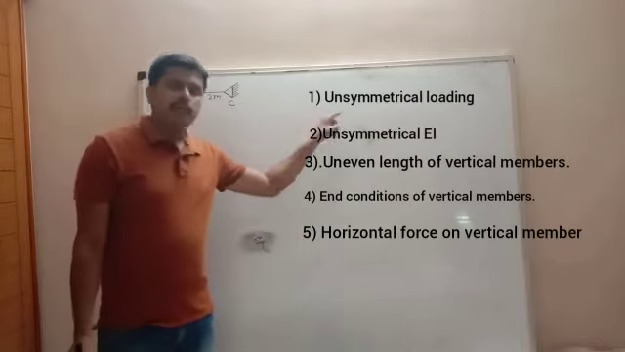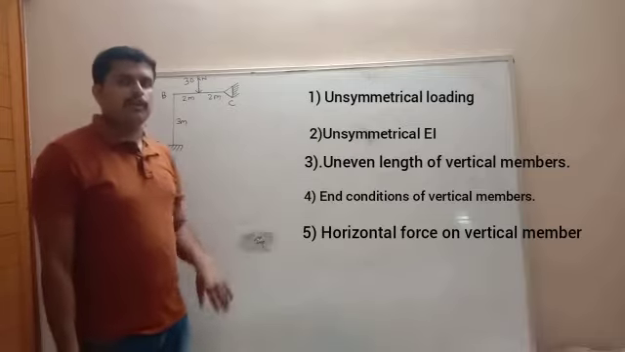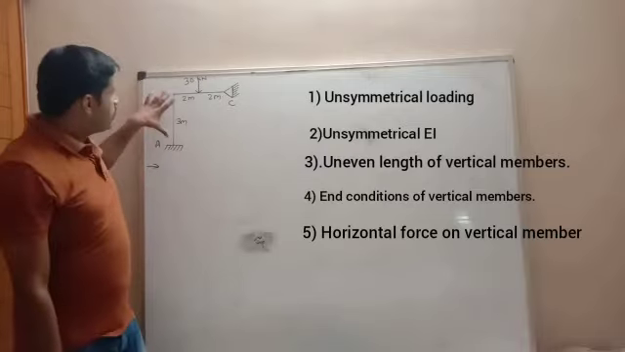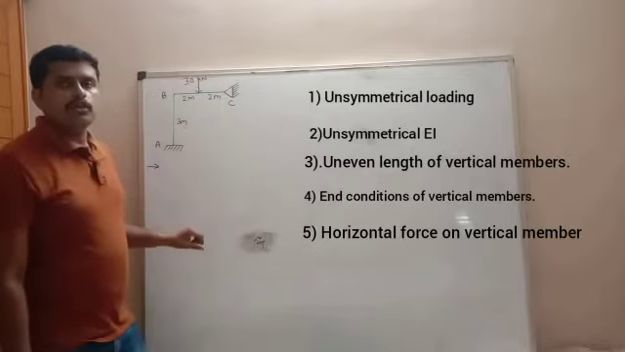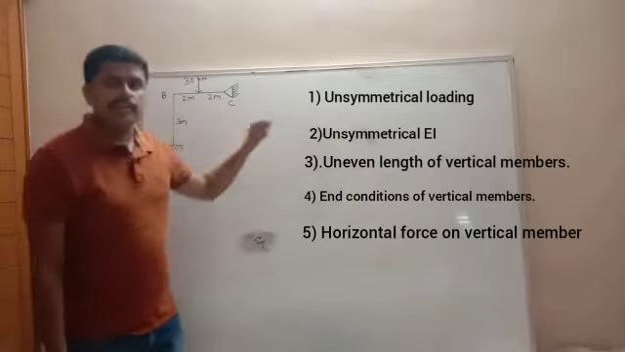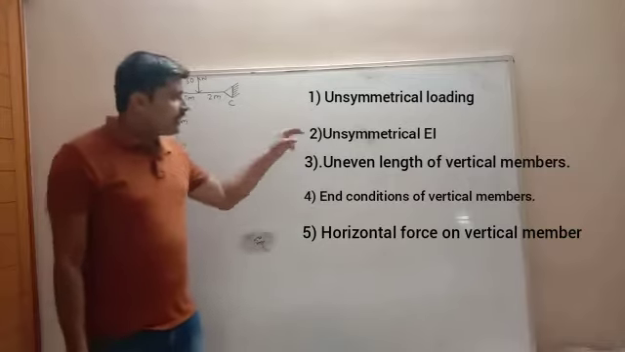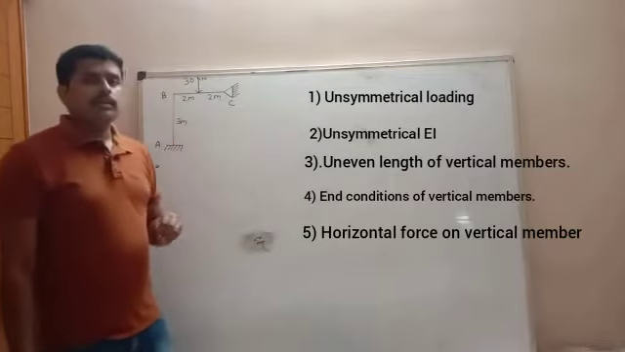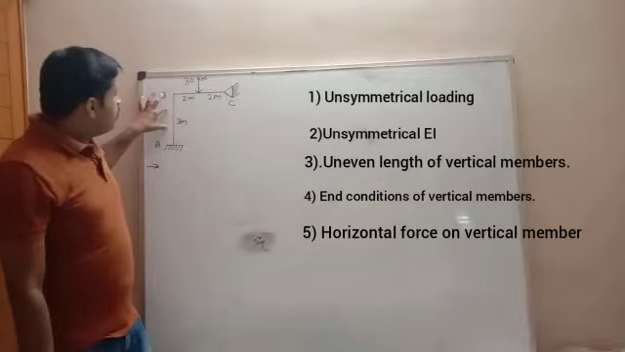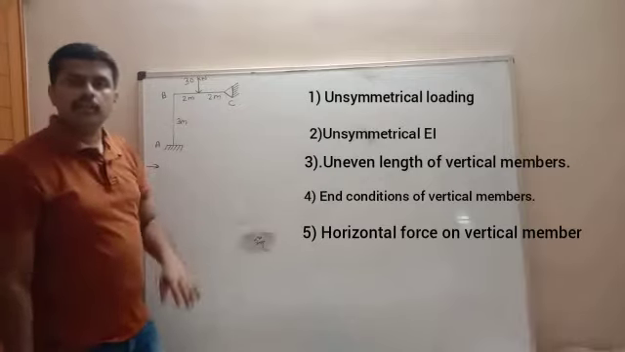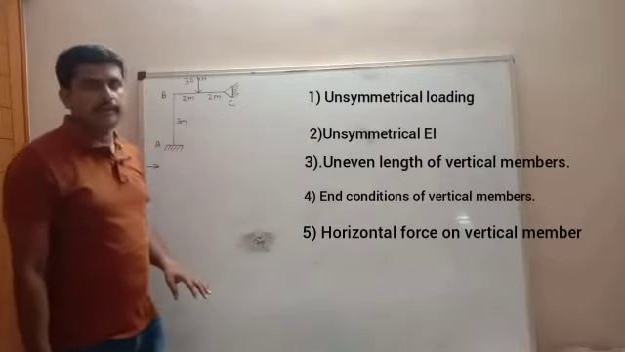So point number 1 is to check the unsymmetrical loading. Here there is only one column and one beam, so there is no case of unsymmetrical loading. Second is to check the EI. Here the value of EI is not given. Hence point number 2 is also not valid.